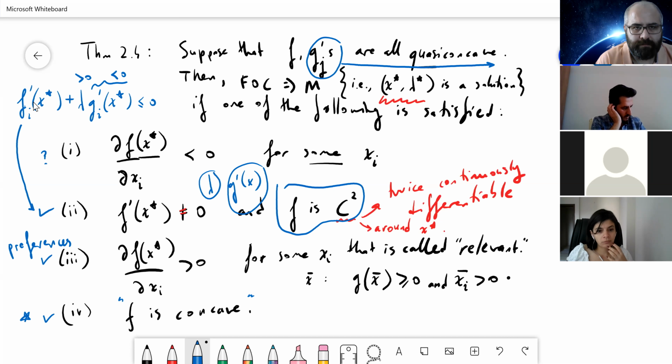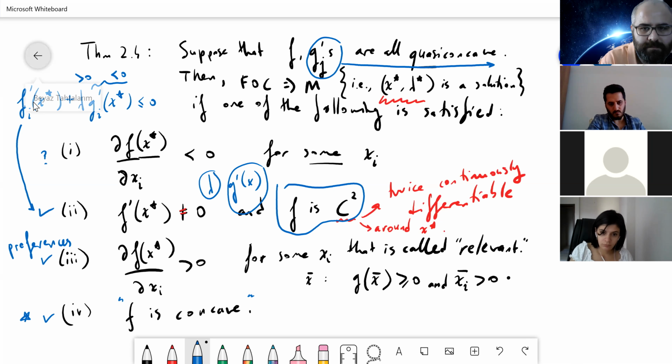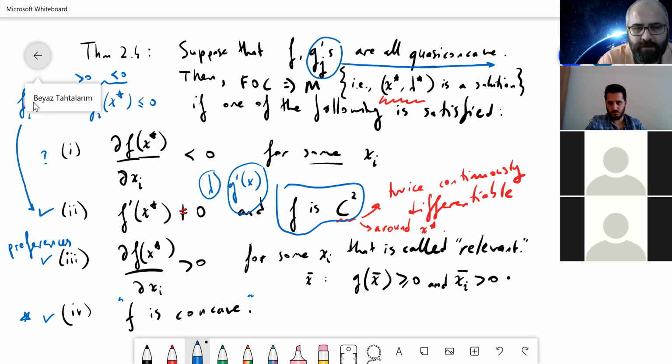So now let's solve some problems. Do you have any questions about this? May I ask a question? Yes, of course. Based on theorem 2.4, we have to satisfy all those 4 conditions?